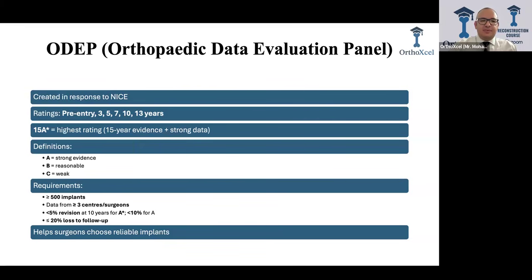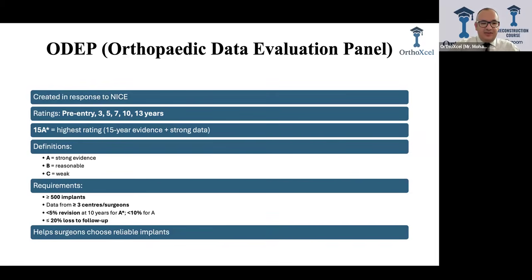So when you say ODEP, you have evidence on the longevity or the exposure of this implant to the market. You have evidence on the low revision rate. You have this supported by good, high quality evidence. The requirement to put an implant on the ODEP rating is that you have more than 500 implants already implanted in patients. You need data from more than 3 centers and surgeons. You need to be sure that your revision rate is less than 5% in 10 years to say it is an A, a high survivor or long survivor implant. And you need not less than 20% lost in the follow-up to be sure that your data is significant.